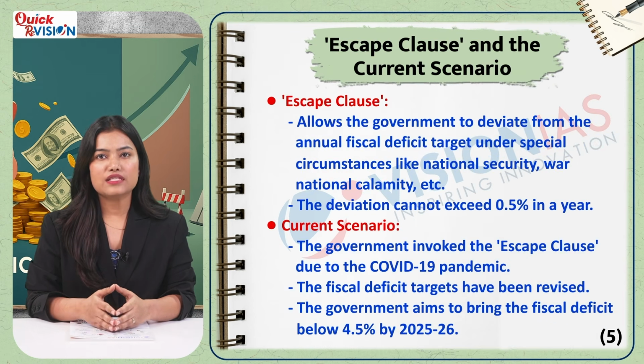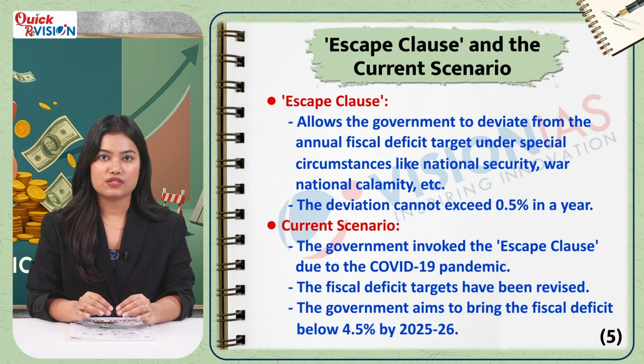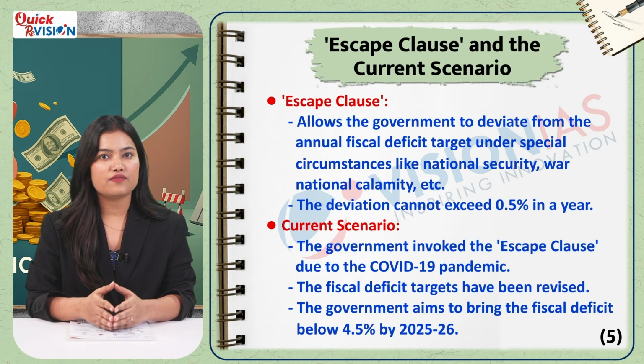The N.K. Singh Committee introduced a very important concept called the escape clause. This allows the government to deviate from its fiscal deficit target under certain special circumstances, such as national security, war, or a national calamity. However, this deviation cannot exceed 0.5% of GDP in a year.